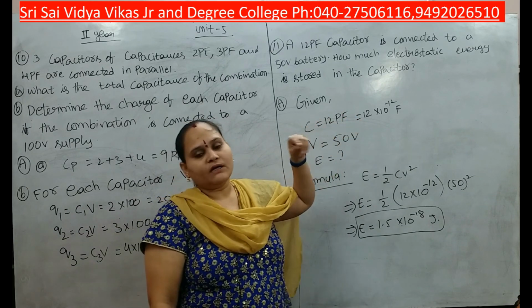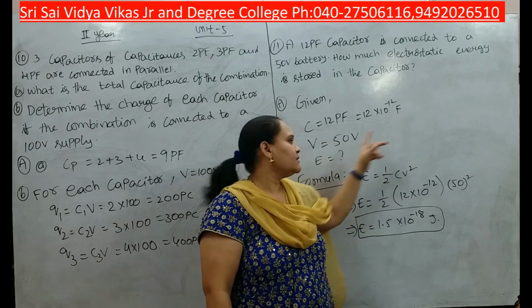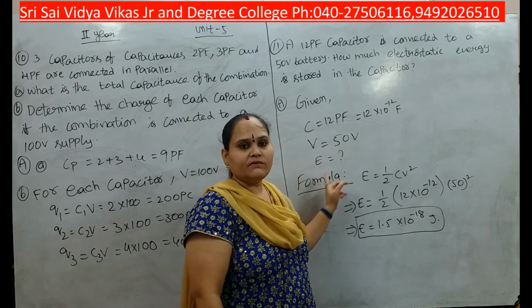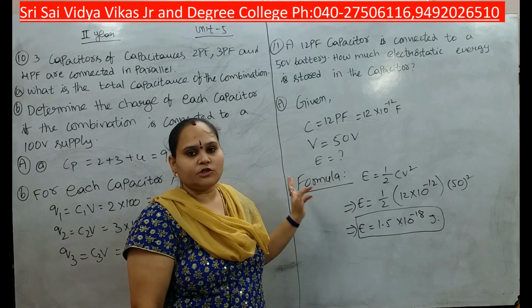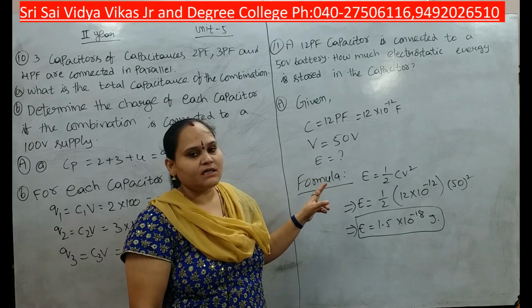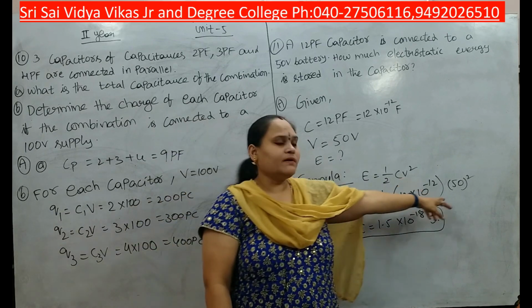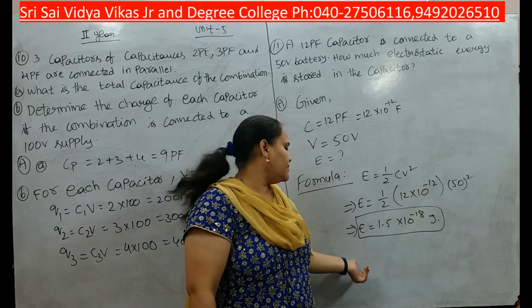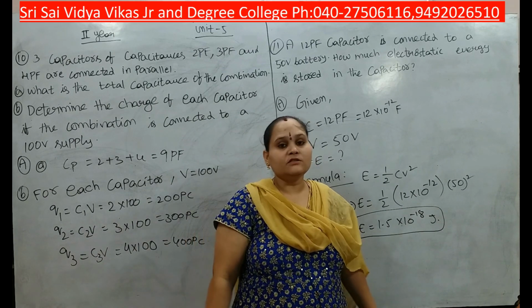That picofarad will be converted into farads, 12 into 10 to the power of minus 12 farads. So, V equal to 50 volts, then we will calculate E. We have the formula E equal to half CV square. Substitute C and V values. Half into C, which is 12 into 10 to the power of minus 12, into V square, 50 whole square. On simplification, we will get E equal to 1.5 into 10 to the power of minus 8 joules.